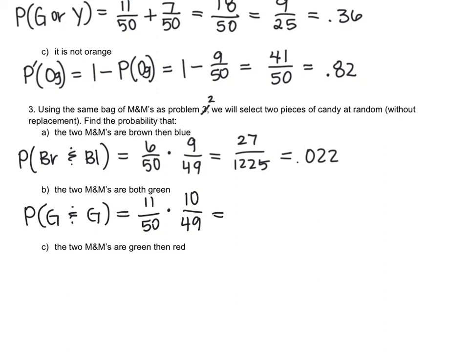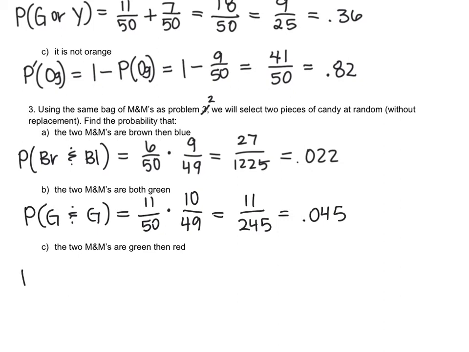as a fraction would be 11 out of 245, or as a decimal, 0.045. So higher probability of selecting 2 M&Ms that are green.